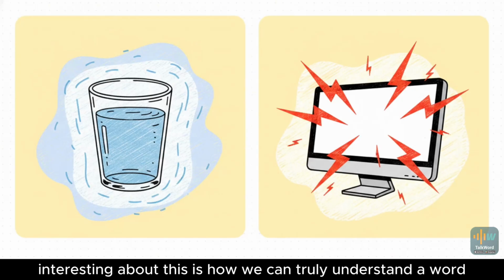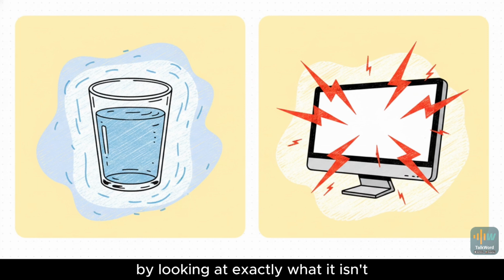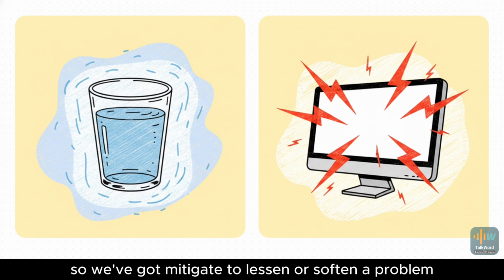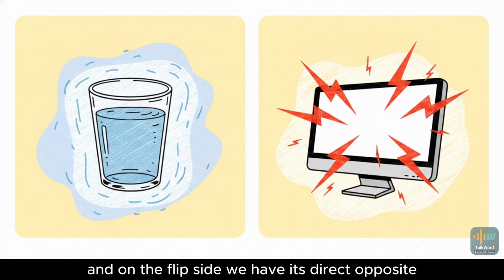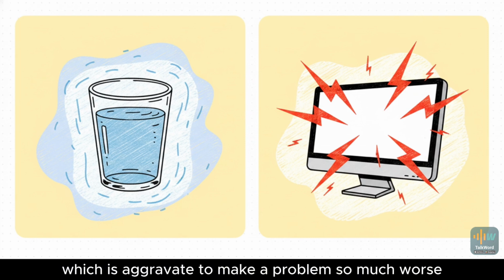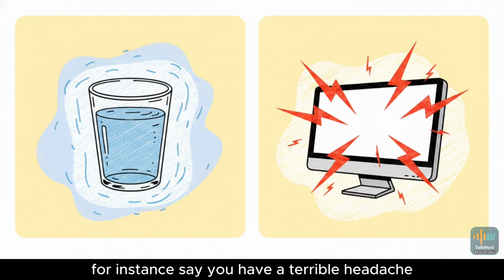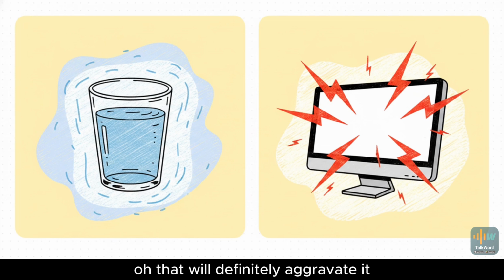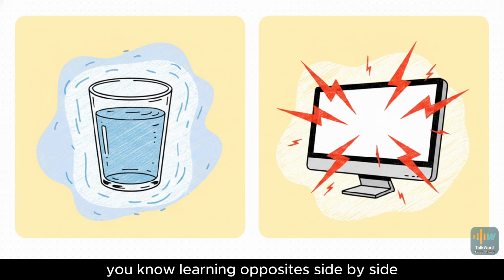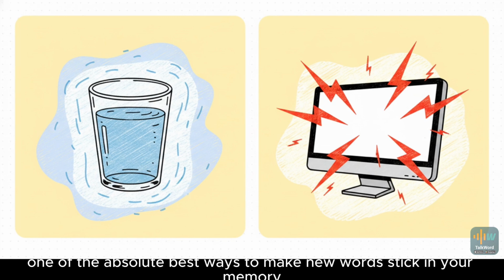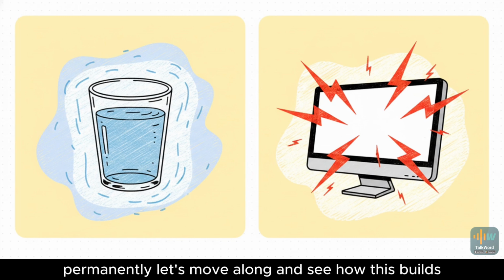Now, what's really interesting about this is how we can truly understand a word by looking at exactly what it isn't. So we've got mitigate, to lessen or soften a problem. And on the flip side, we have its direct opposite, which is aggravate, to make a problem so much worse. For instance, say you have a terrible headache. Drinking a ton of water might mitigate the pain, but staring at a super bright computer screen will definitely aggravate it. Scaffolding your vocabulary like this, learning opposites side by side, is one of the absolute best ways to make new words stick in your memory permanently.